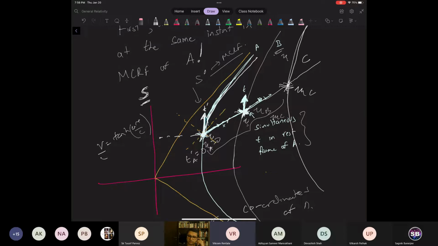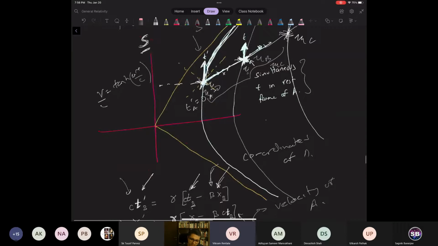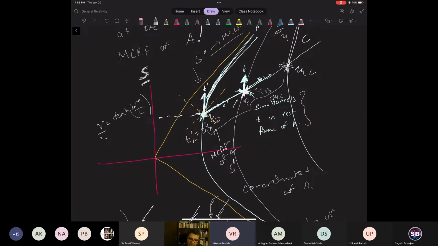Sorry, yeah, Utkarsh? Yeah, can you explain again where we have used the Lorentz boost? What are we trying to do? So what I'm trying to do is find the coordinates of B in the rest frame of A, in the MCRF of A. The MCRF of A is some frame, S prime is what I'm calling it here, and I want to go into this reference frame and locate the coordinates of B in this reference frame, at the same instant of time at which I've located A.